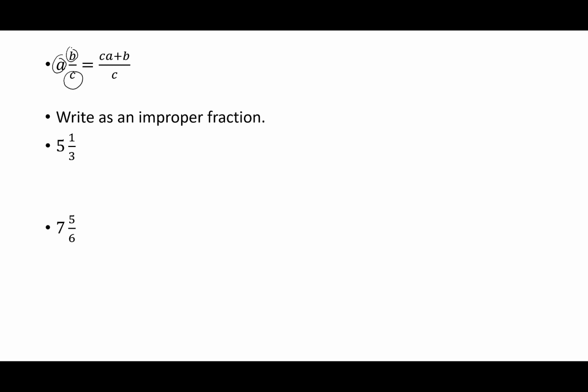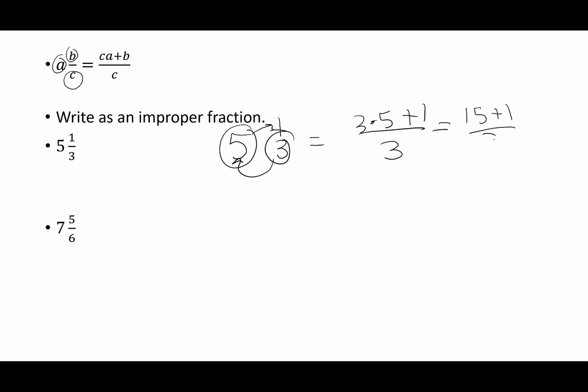I kind of think of it like a circle. So if I have 5 1/3, I'm going to multiply 3 times 5. And then I'm going to add 1, and I leave it over the denominator. So 3 times 5 is 15, plus 1 over 3 is 16 over 3.